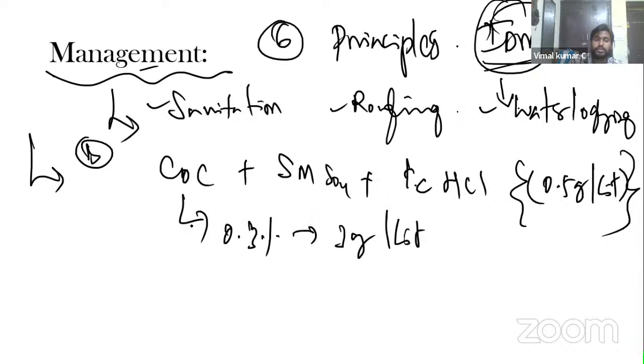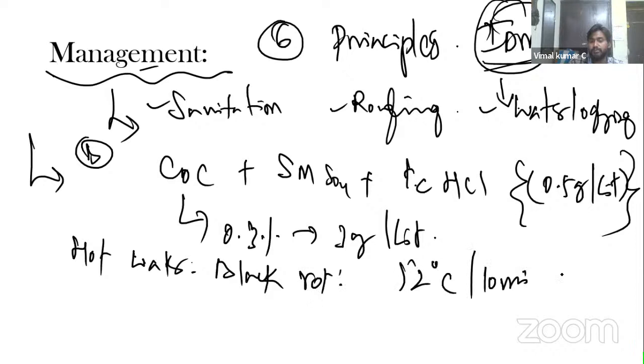So when it comes to crucifers, as I told, hot water treatment is best. Hot water for black rot: you can have 52 degrees Celsius for 10 minutes or 54 degrees for 10 minutes. It can give a very effective management strategy for the black rot of crucifer. So this is one thing about the bacteria.